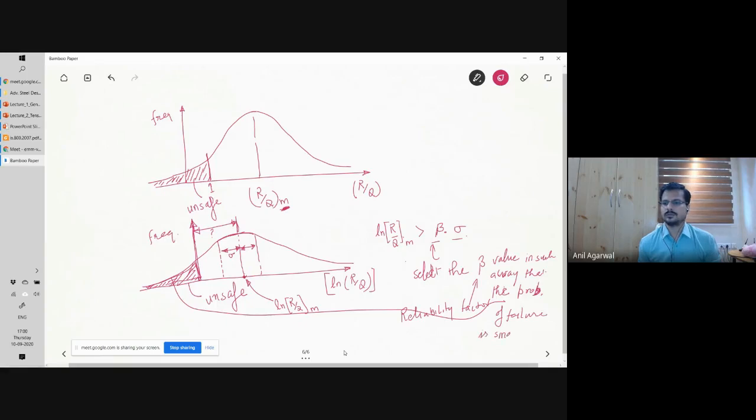Is small enough? Okay, and how small is small enough?